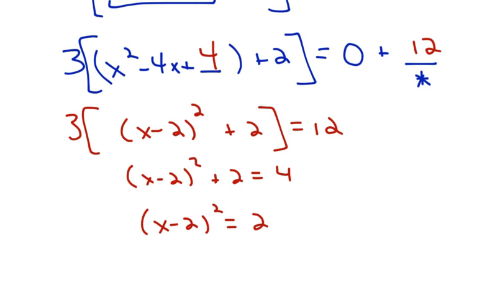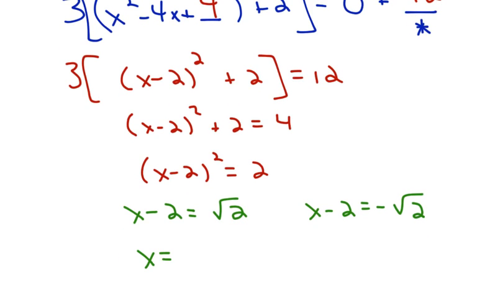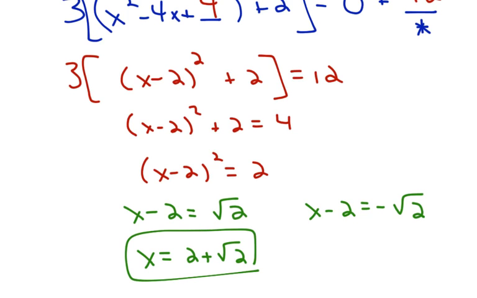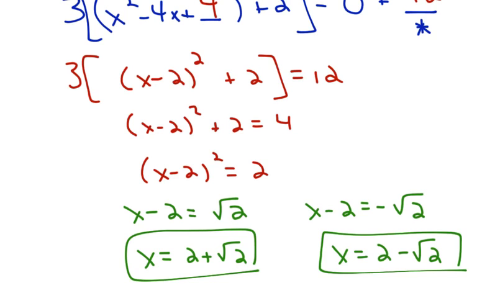Now I have an equation that looks similar to one we did earlier. My 2 solutions are going to be x minus 2 is equal to the square root of 2, and the other one is going to be x minus 2 equals negative square root of 2. And then I have to add 2 to get the final answer. So I get x equals 2 plus the square root of 2 as one of my solutions, and x equals 2 minus the square root of 2 is the other solution.